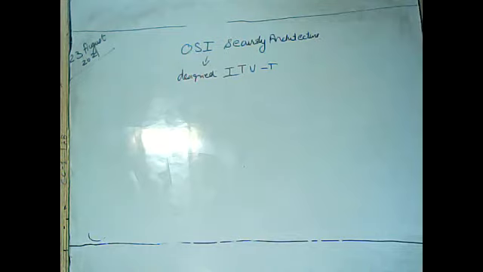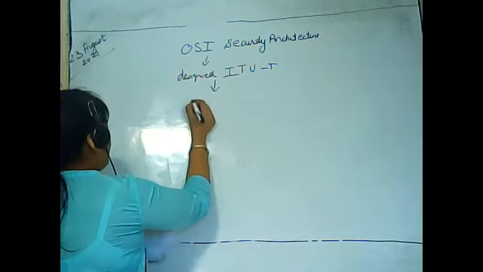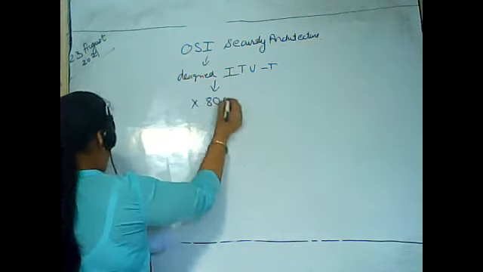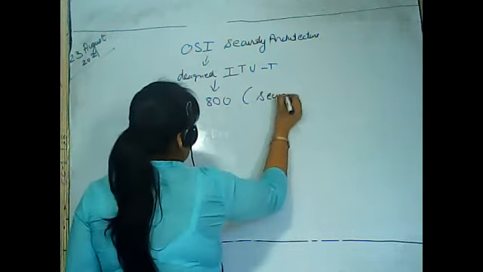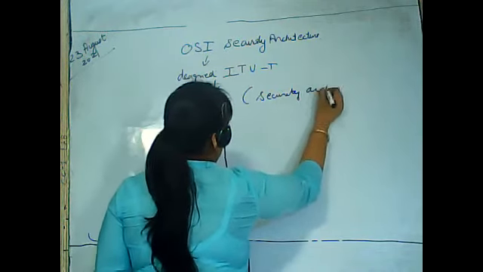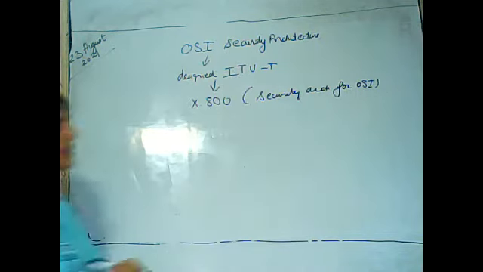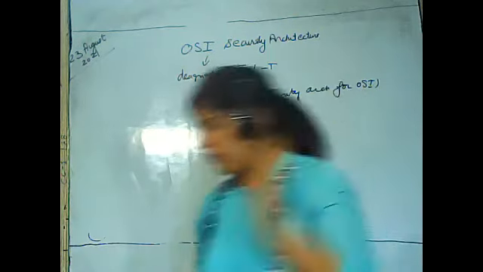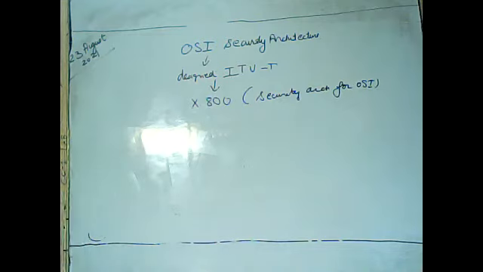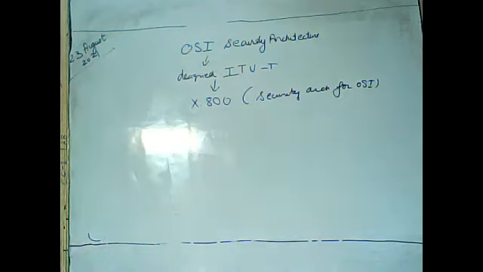What ITU-T recommended is X.800. This is the security architecture for OSI. So the OSI security architecture is basically designed by ITU-T, the International Telecommunication Union, where T is for telecom. It has designed the X.800 security architecture for OSI.